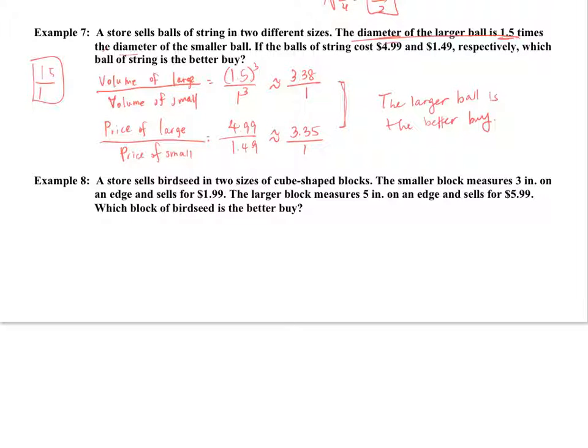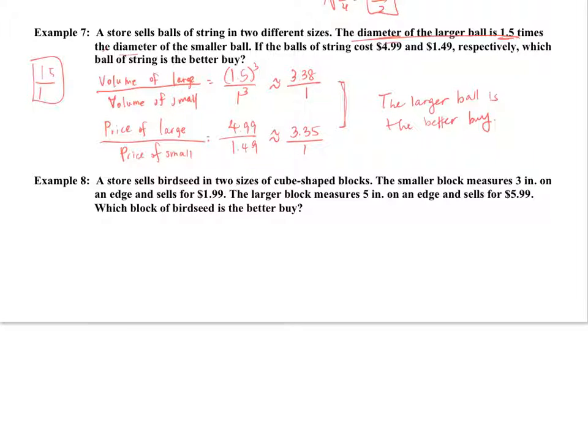Example 8 is very similar to example 7. We have just the difference of a different story here. A store sells birdseed in 2 sizes of cube-shaped blocks. The smaller block measures 3 inches on an edge and sells for $1.99, and the larger block measures 5 inches on an edge and sells for $5.99. Which block of birdseed is the better buy?